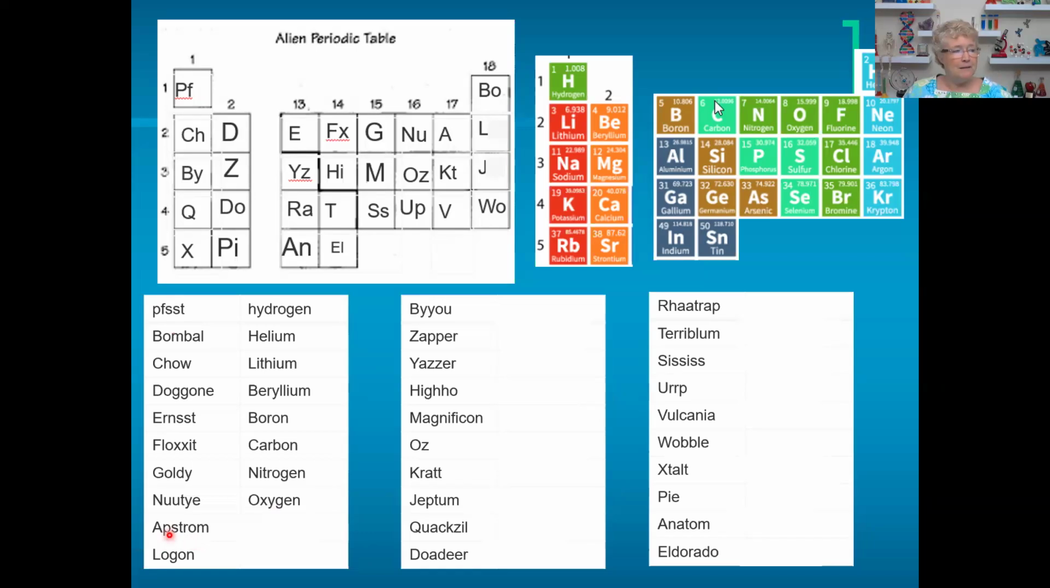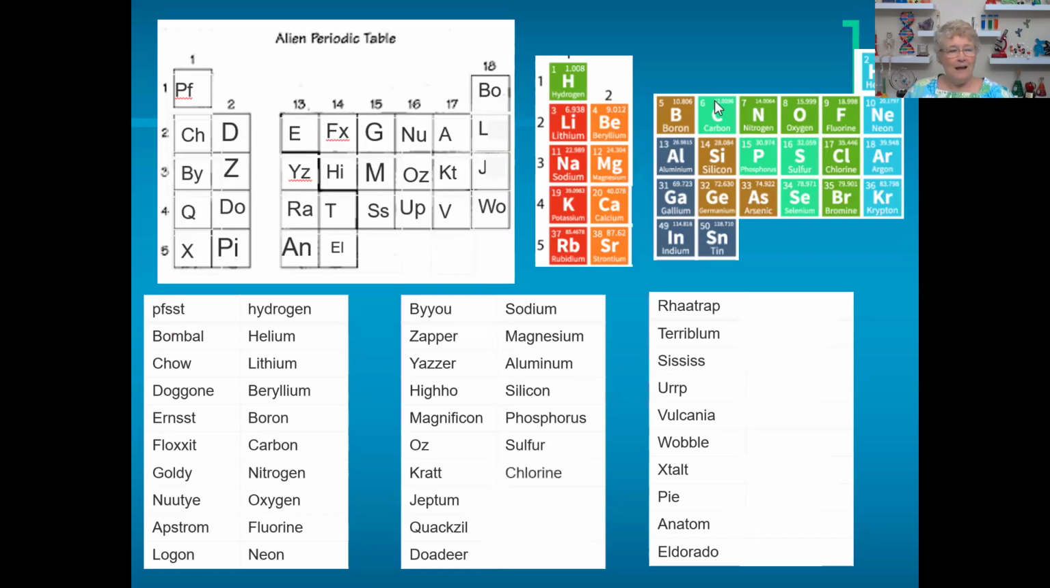All right, what about Apstrom? Apstrom is fluorine. Very good. Logon? Logon is going to be a noble gas. It is neon. All right, up here now. Bayou. Bayou is sodium and Zapper, magnesium. Hi-ho. Aluminum. Sorry, I went too fast. Hi-ho is silicon. What about Magnificon? Magnificon is phosphorus. You guys see what we're doing? We're just matching them up to the ones that are on our periodic table. So what about Oz? Sulfur.